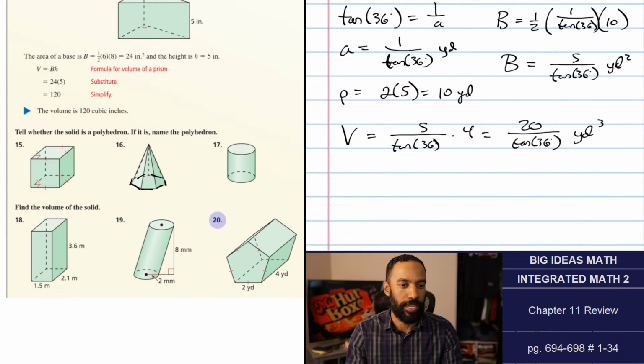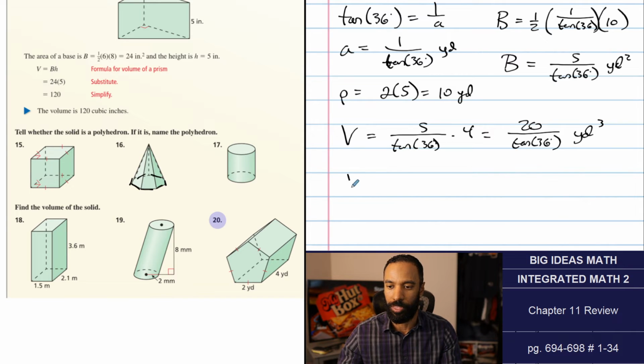Let's figure that out. 20 over tangent of 36. Always hoping I didn't make a mistake somewhere. It's one tiny mistake that'll change everything in the problem, and I just trust that I'm doing everything correctly there.